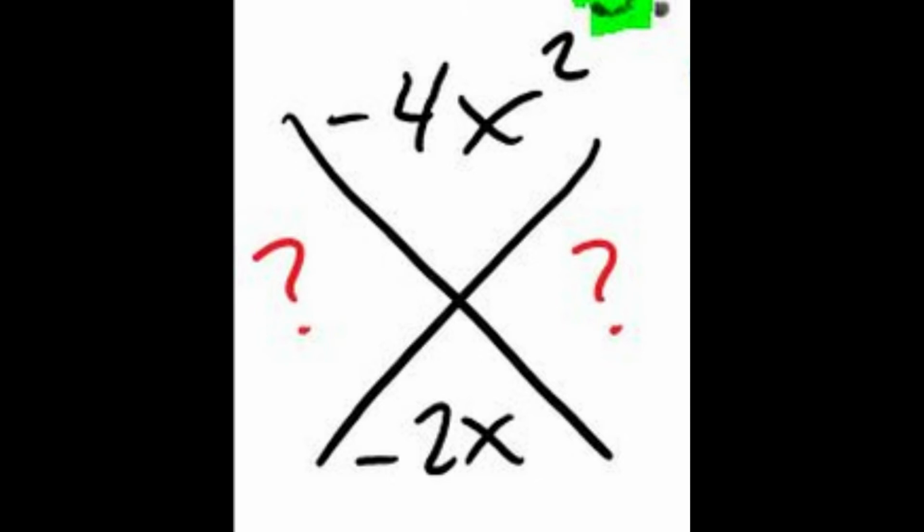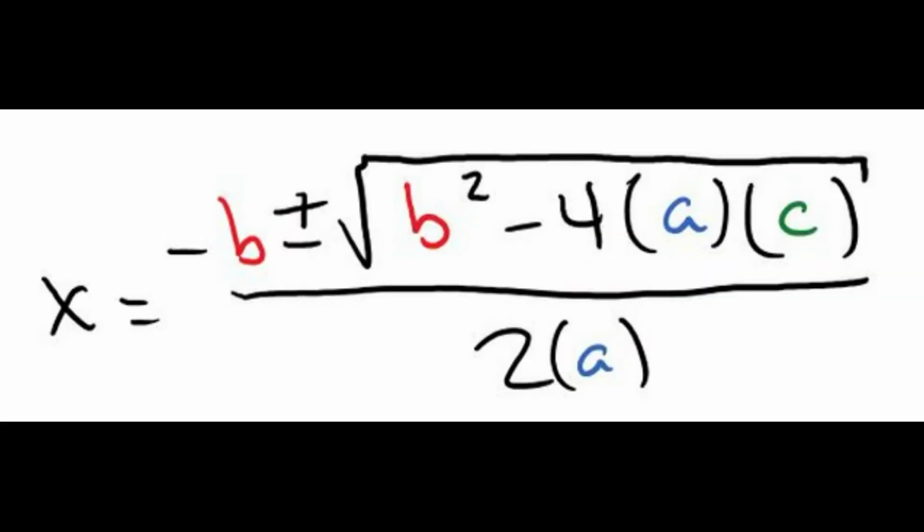Well, 4 and 1 will never make a negative 2, and 2 and 2 will never make a negative 2. So there's really no way to multiply two things to get negative 4 and add them up and get a negative 2. So if there is no way, what you have to do is bring out the biggest tool in the toolbox that you have. This is the quadratic formula.